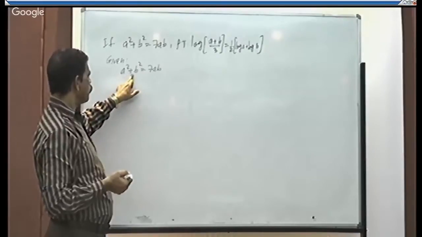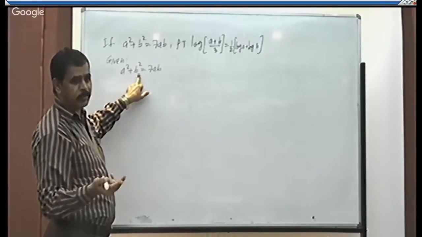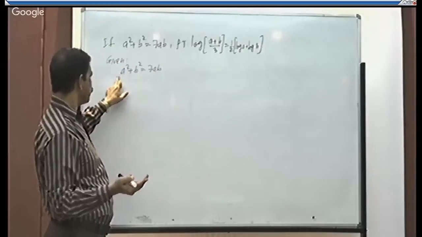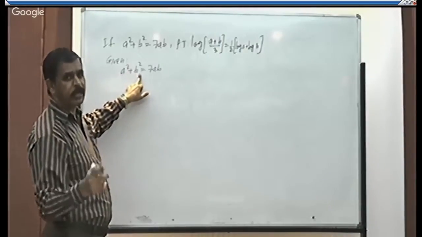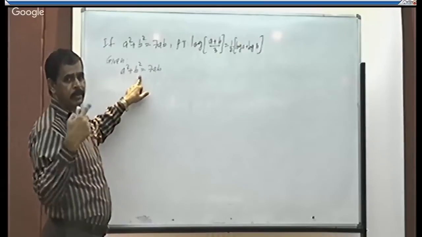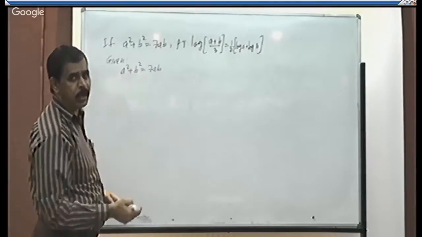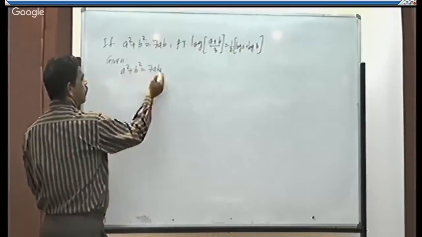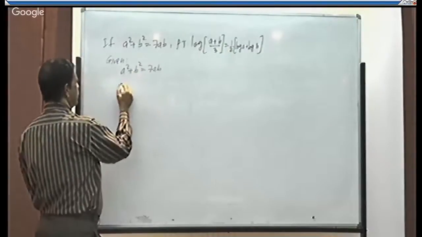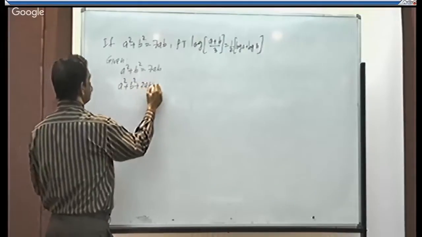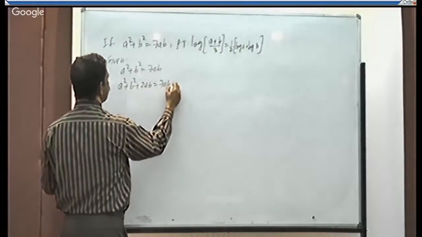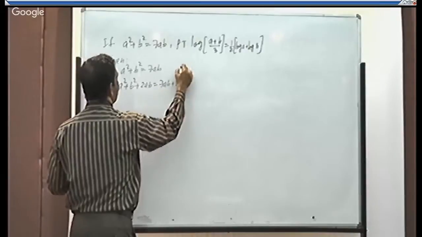a square plus b square plus 2ab becomes a formula, right? That's why I am adding 2ab on either side. a square plus b square plus 2ab is equal to 7ab plus 2ab.